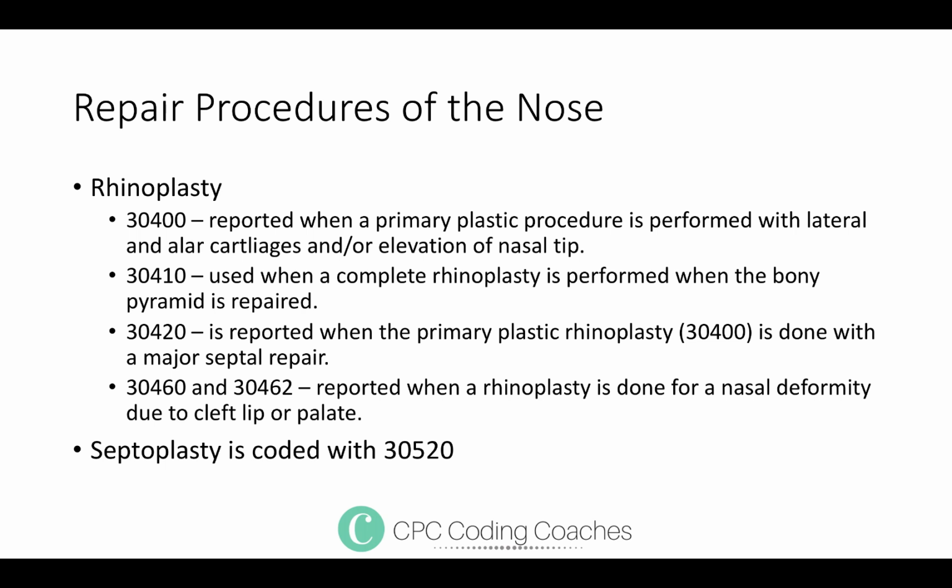30420 is reported when the primary plastic rhinoplasty is done with a major septal repair. And 30460 and 30462 are reported when a rhinoplasty is done for a nasal deformity due to cleft lip or palate. A septoplasty is a repair of the septum of your nose, and it is coded with 30520.